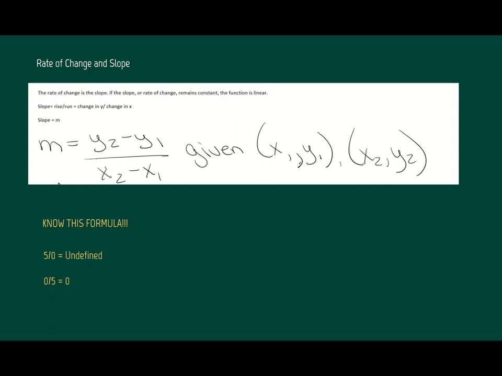The slope equals y2 minus y1 over x2 minus x1, given x1, y1, and x2, y2. You have to know this formula. It's one of the most important formulas that you're going to remember. Remember that any number over 0 is undefined, and if 0 is under, it's undefined. Remember that. If 0 is under, it's undefined. If 0 is on top, it's 0.